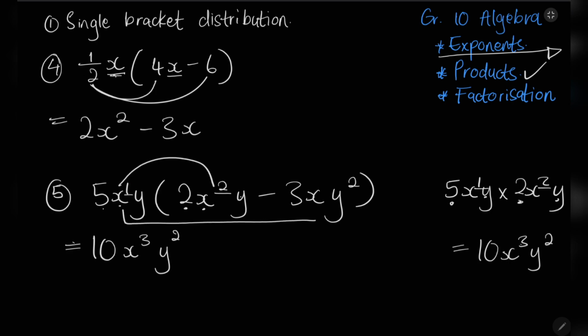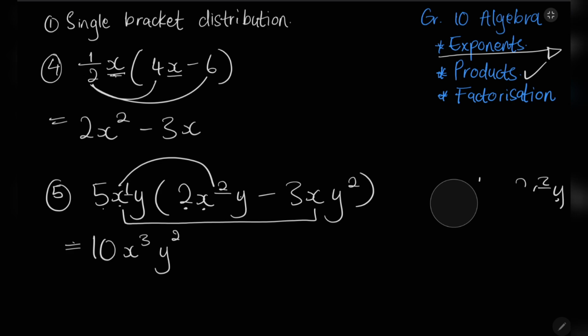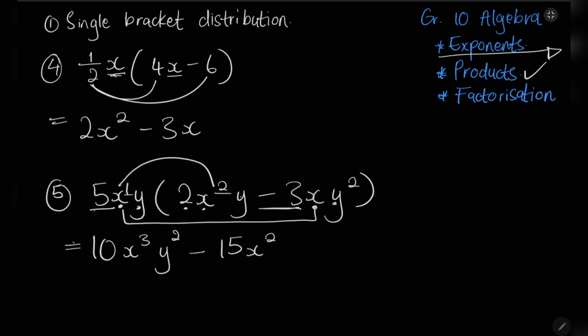Now let's try 5xy times negative 3xy squared. 5 times negative 3 first, right? We start with the coefficients, which is negative 15. Don't forget your signs. You have x and x. Those are like terms. X times x is x squared. Then y times y squared. Remember, there's an invisible 1 there. So you write your base as it is. We have y. That is your base. 1 plus 2, which is 3. So our final answer is 10x cubed y squared minus 15x squared y cubed.